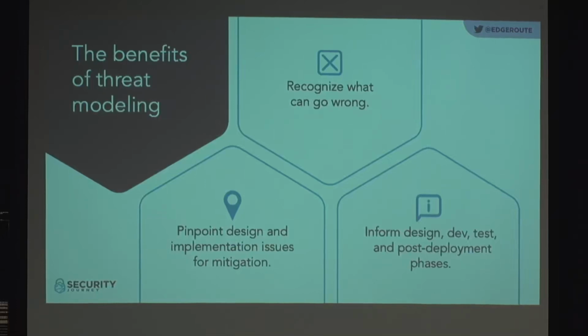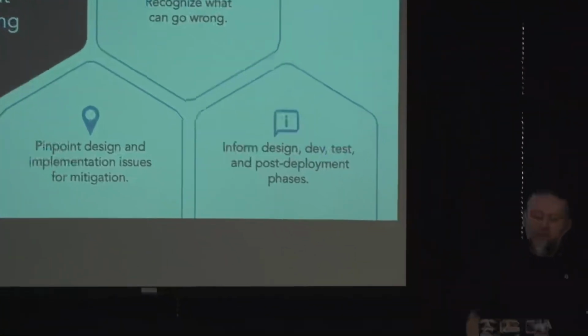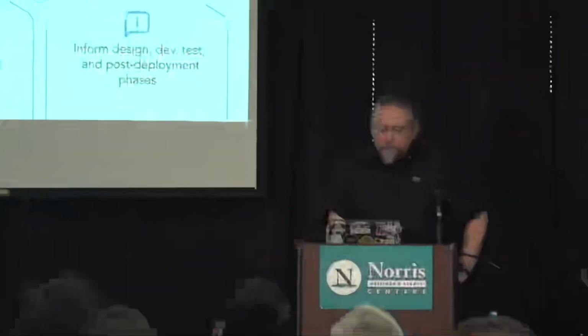So then also pinpointing design and implementation issues for mitigation, and then informing the other phases. That's a big part. A lot of people miss out on that. Threat modeling is something that will help testers when they're further down, and hopefully they're doing this in a DevOps world where tests are being written at the same time code's being written. But threat modeling, because it causes you to have to think about the design in such a way, can help to inform those other phases of development as well.